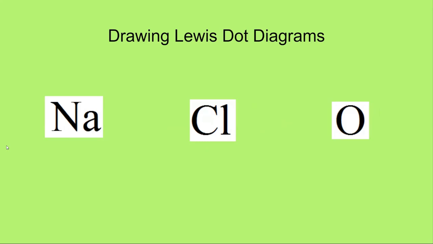So if you click through this slide, it will show you. I go to sodium. Sodium's group 1, 1 valence electron. That's his Lewis dot structure. That's it. He just has 1 valence electron hanging out.